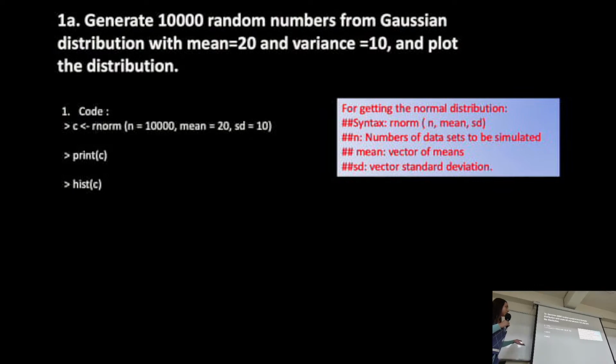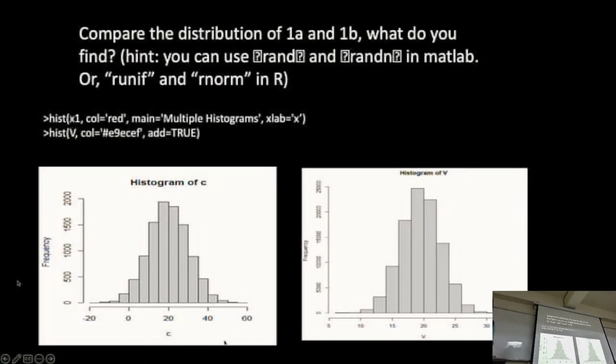So I use it this way, where n is equal to the number of data set, like 10,000 random numbers. Mean is the vector of means, like the average of the numbers, and SD is the deviation or variation. Then I just simply print it and I got my result, and I plot it with a histogram. And the plot was here. The first one, this is my normal distribution histogram plot, where you can see that it starts from the minus value to the plus value. So this is the plot.